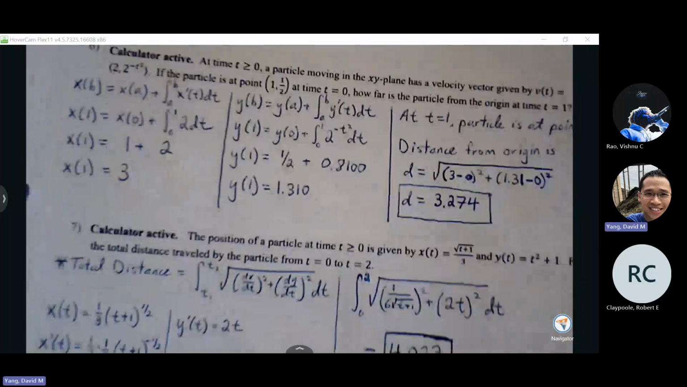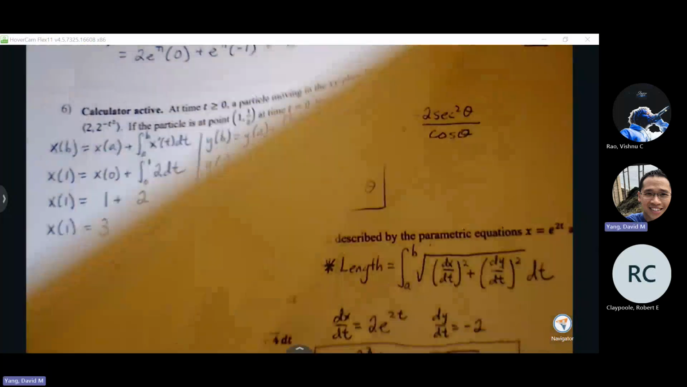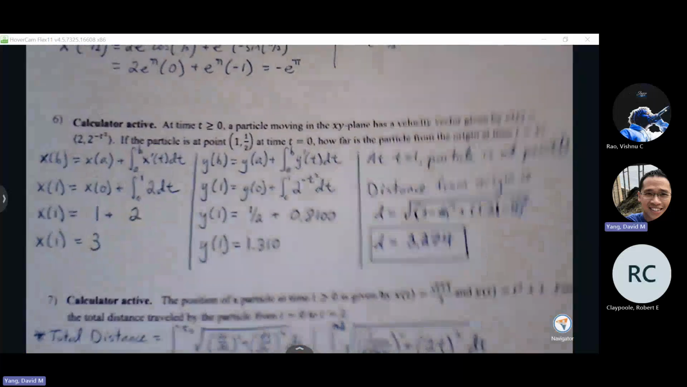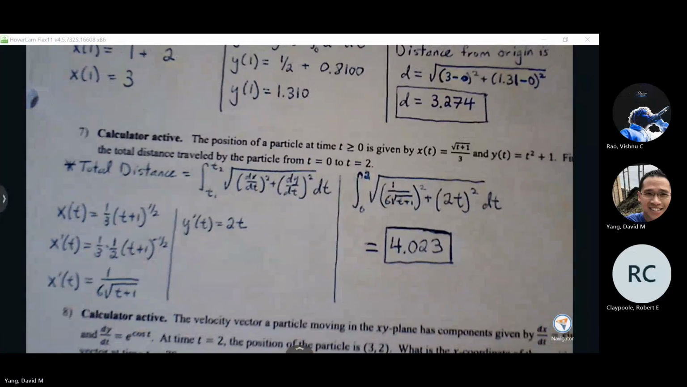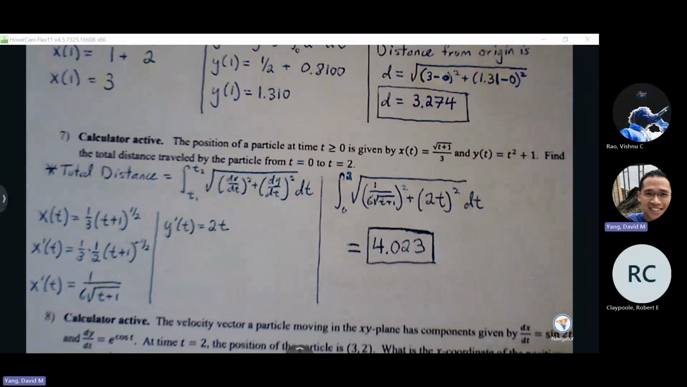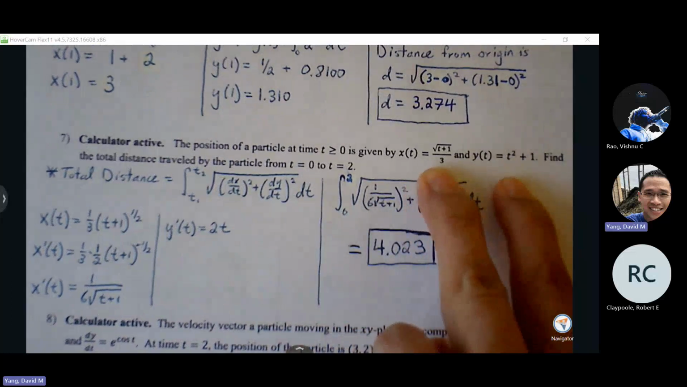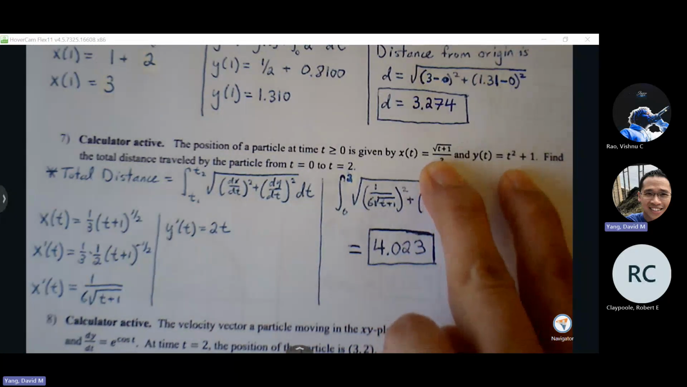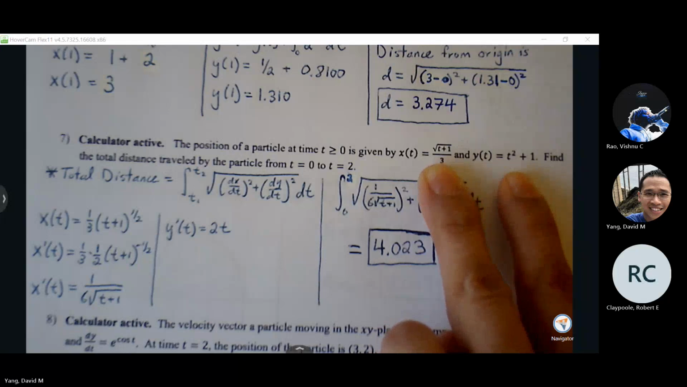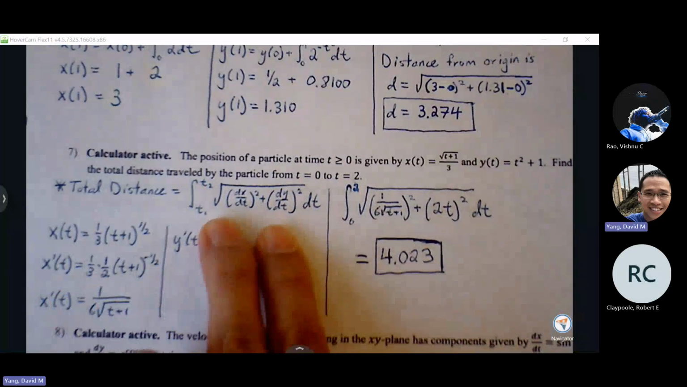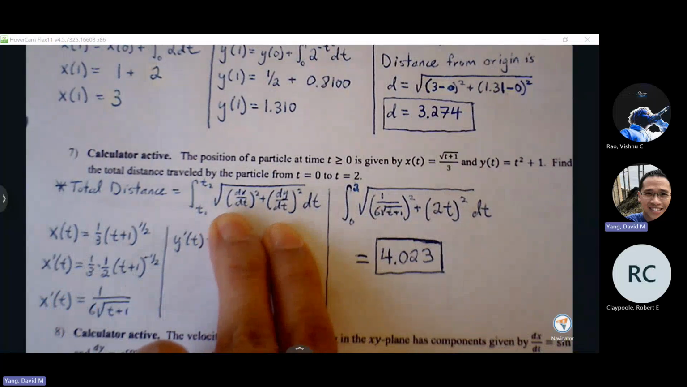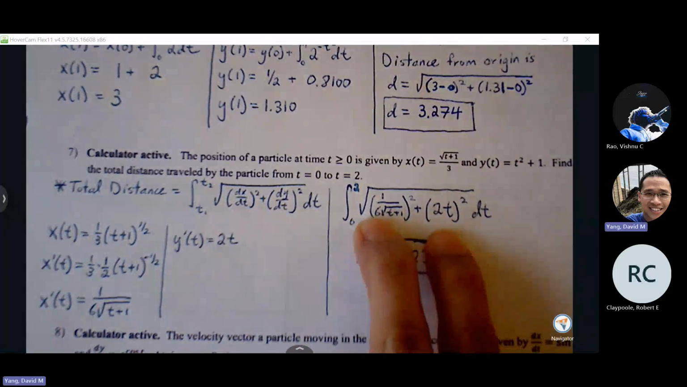Okay, total distance. Okay, total distance looks a lot like your arc length. Right, basically, very similar formula here. So we have to just find x prime and y prime, go through power rule and chain rule. And then once you have x prime and y prime, we insert into our distance formula. And then the rest goes in your calculator.